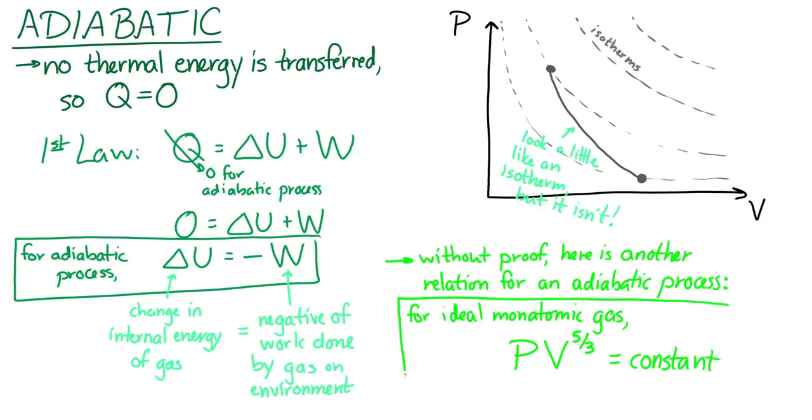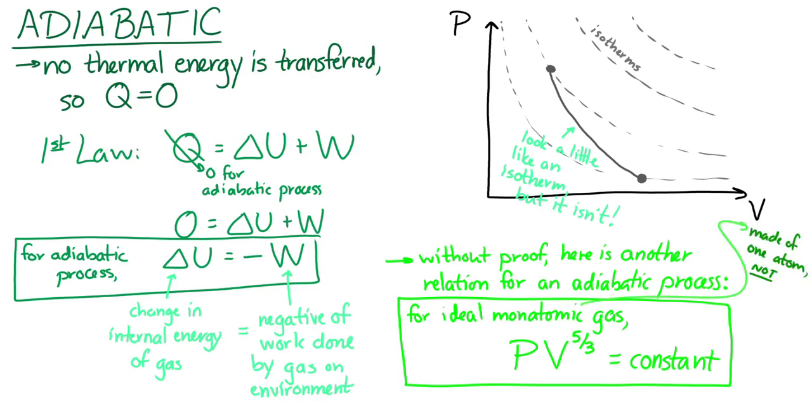Now, for just a moment, let me go back to that word monatomic. Monatomic means it's made of one atom. So it's not talking about diatomic hydrogen or diatomic nitrogen or carbon dioxide or water, nothing like that. It must be an individual atom. So say neon and helium. The noble gases will do this. Now, I'm not going to derive or really even explain where this relationship comes from, but it is true.